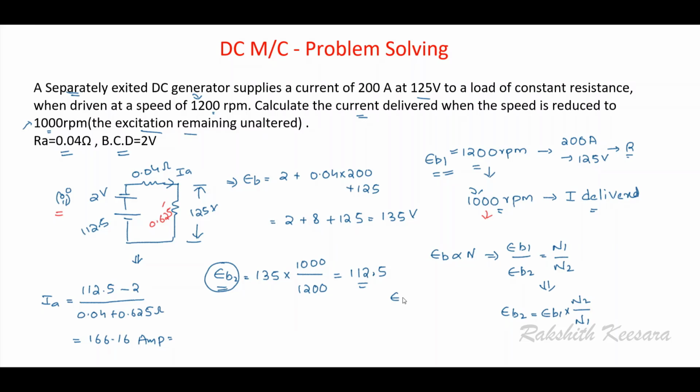First we calculated the back EMF with the given data, and by using the relation EB proportional to N, we calculated EB2, and from this we calculated IA2. So this should be the approach for this kind of problems.